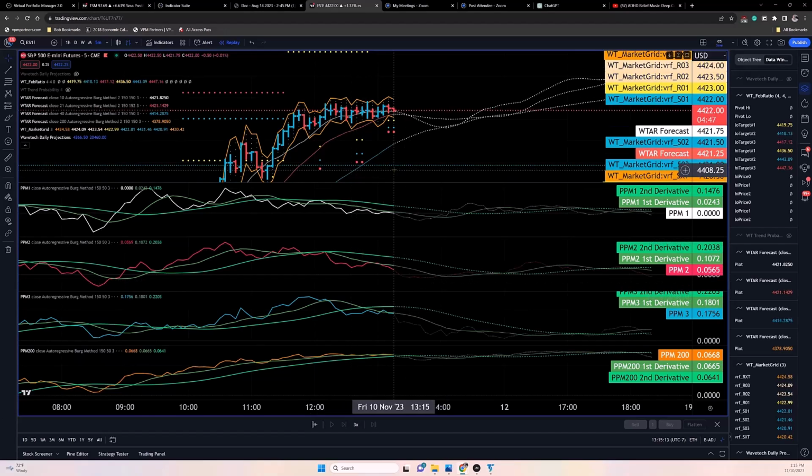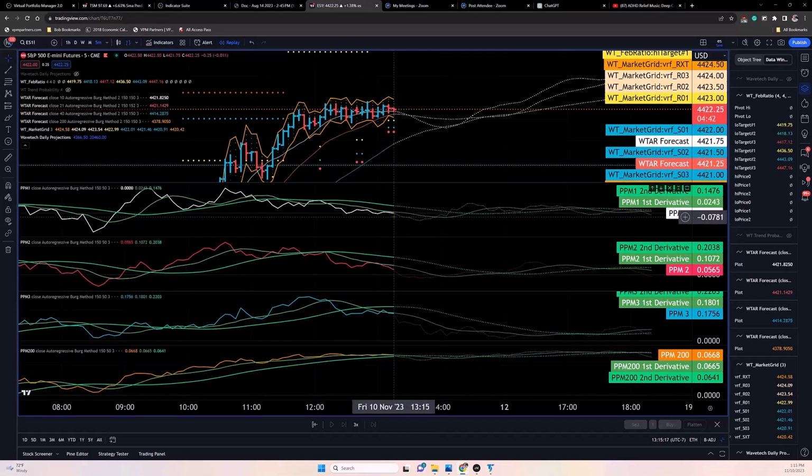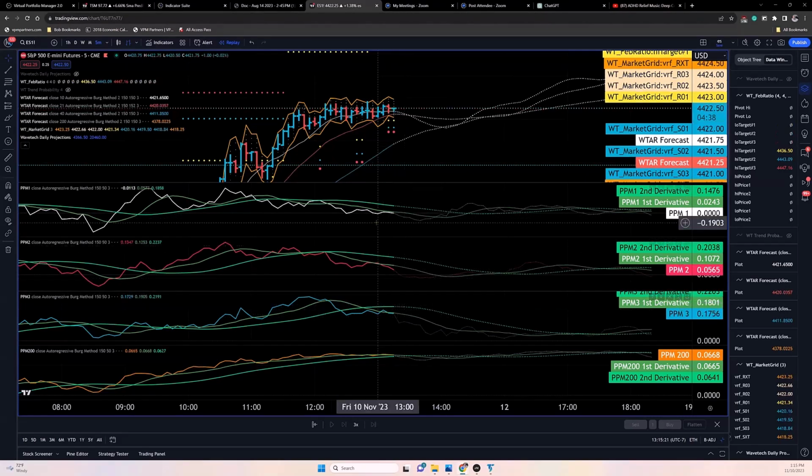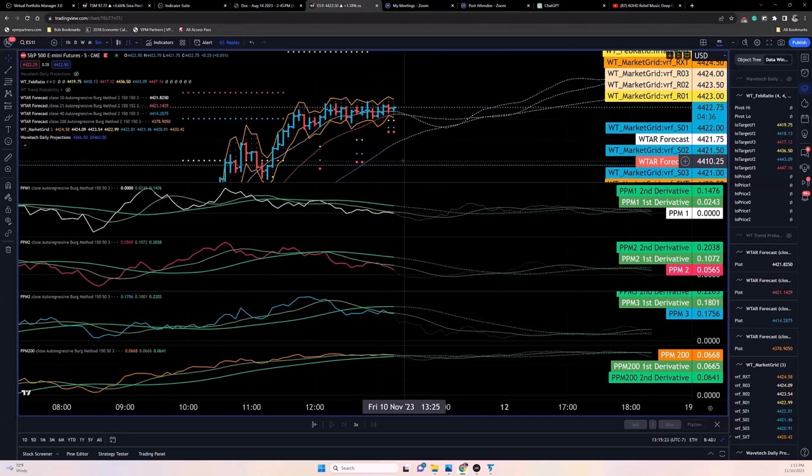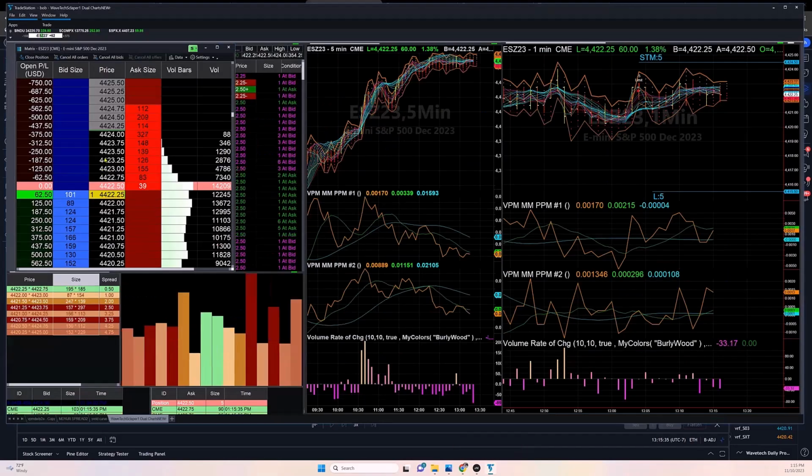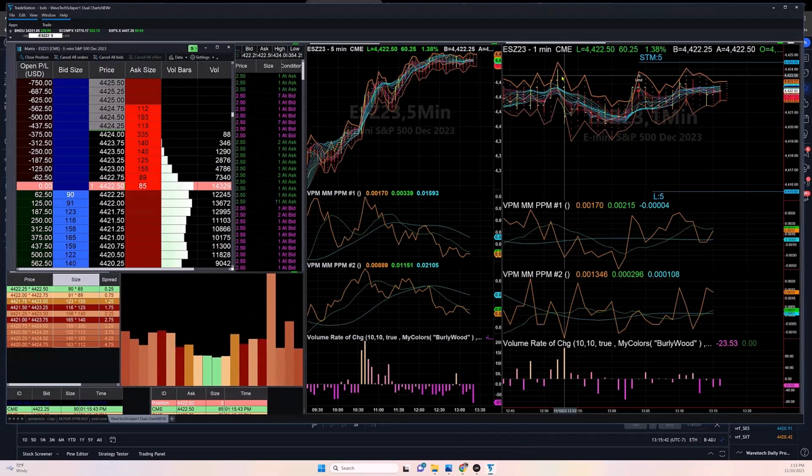Still got the fib targets that I just mentioned on the downside. The PPM1 turned down a little bit. PPM2 turned down. PPM3 is trying to turn down. But we seem to be stuck in the range. Let's take a look and see where I put my stop. Yeah, I put it just above the high of the day. This will guarantee I get stopped out.